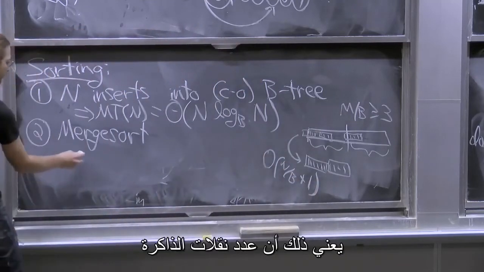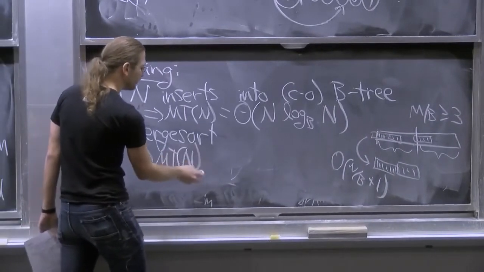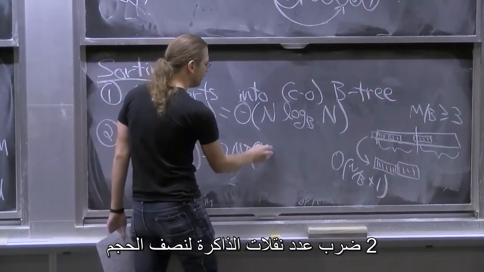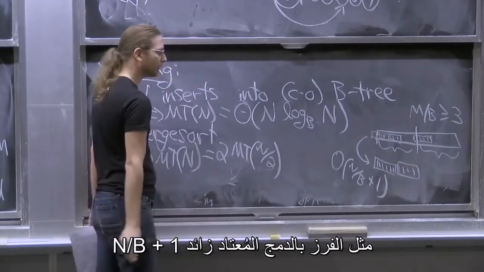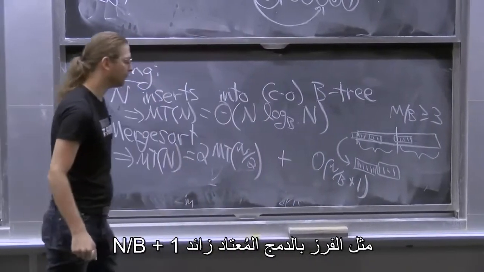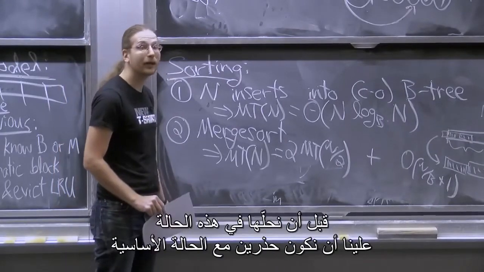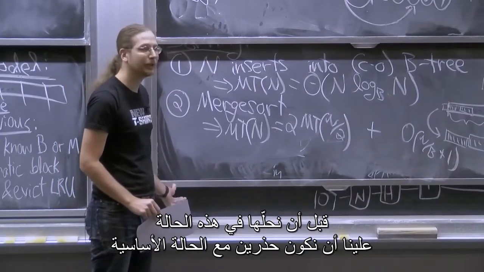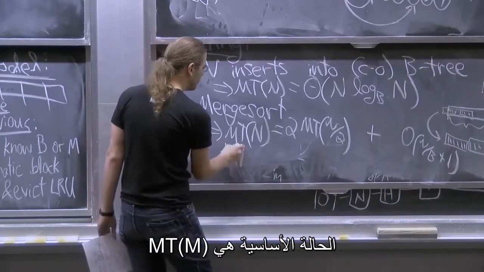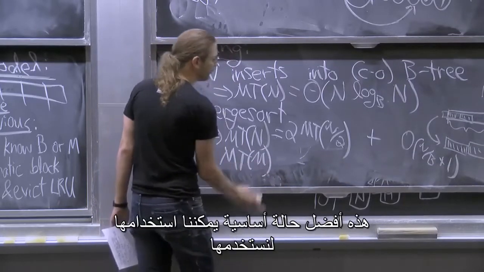OK, so that means the number of memory transfers is 2 times the number of memory transfers for half the size, like regular merge sort, plus N over B plus 1. That's our recurrence. Now we just need to solve it. Well, before we solve it, in this case, we always have to be careful with the base case. Base case is MT of M. This is the best base case we could use.